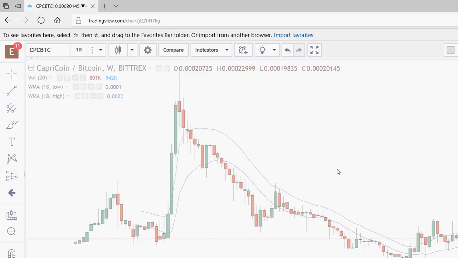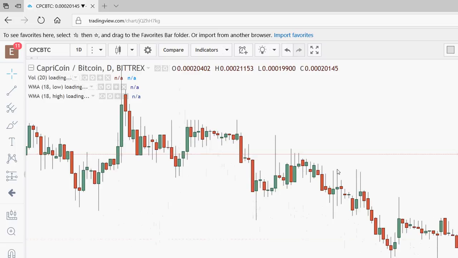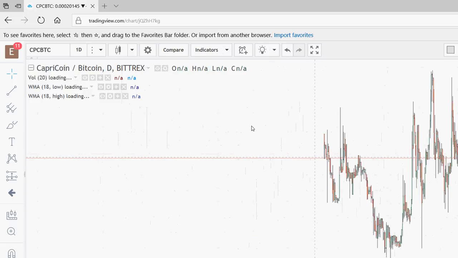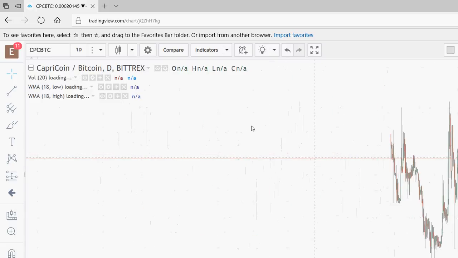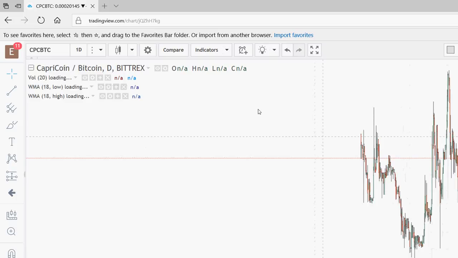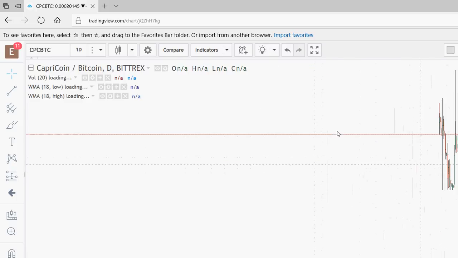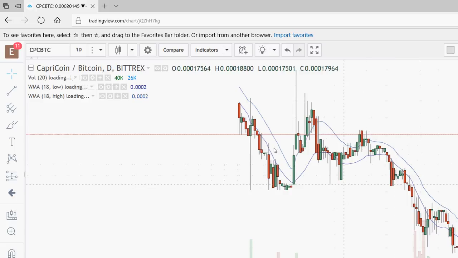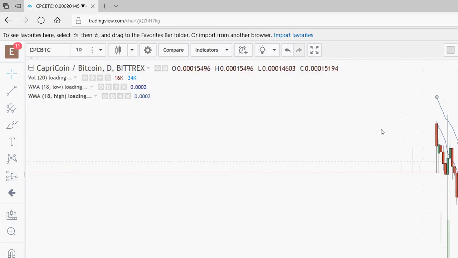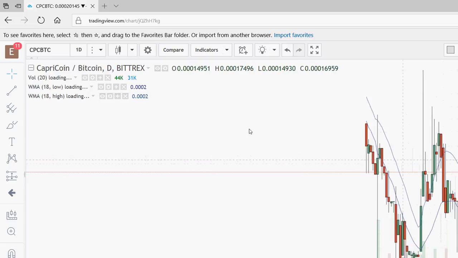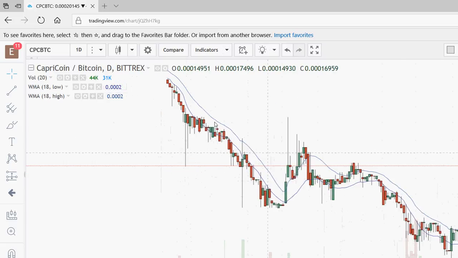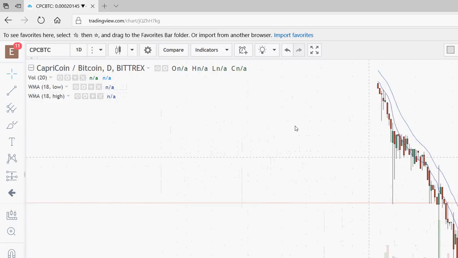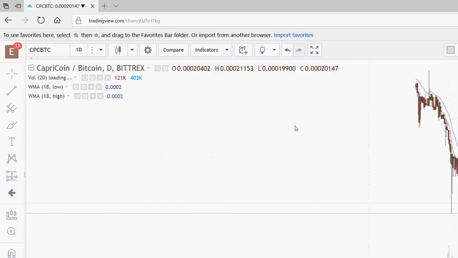I'm not happy about this taking forever to load. There we go. To go back in time, I want to make this as big as possible, like this. It should be loading, but for some reason it's loading relatively slowly. I don't know if it's because I'm recording or not. But there we go, now it's loading some other data. Slowly but surely.